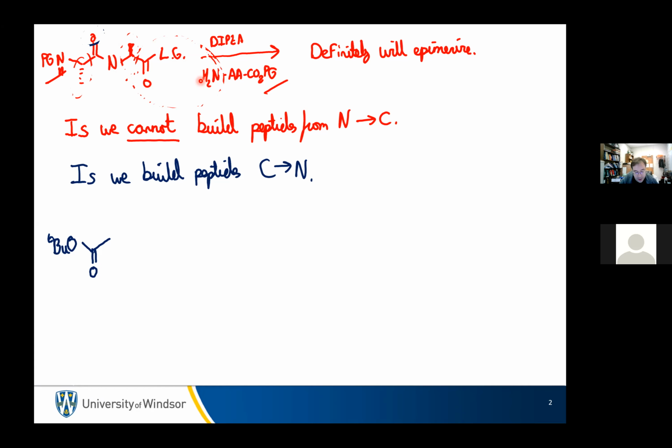Then we're trying to couple an amino acid. The problem we're going to have from last class is that under these conditions, this oxygen here is going to be nucleophilic, and it's going to make that oxazolone. I can never pronounce that word. And you will epimerize this center here, as we discussed last class.